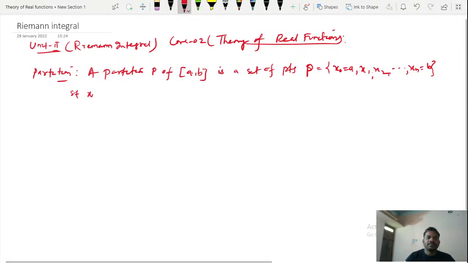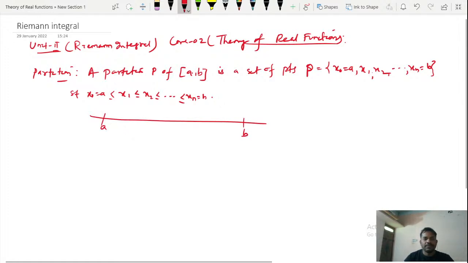A partition P of closed [a, b] is a set of points P containing elements x0, x1, x2 up to xn, such that x0 equals a, less than x1, less than or equal to x2, less than or equal to xn, which is equal to b. So we already studied this. That means if this is your a and this is your b, then this is your x0, this is your xn, then x1, x2, x3, up to xn minus 1, and this is your xn. So this is a partition.